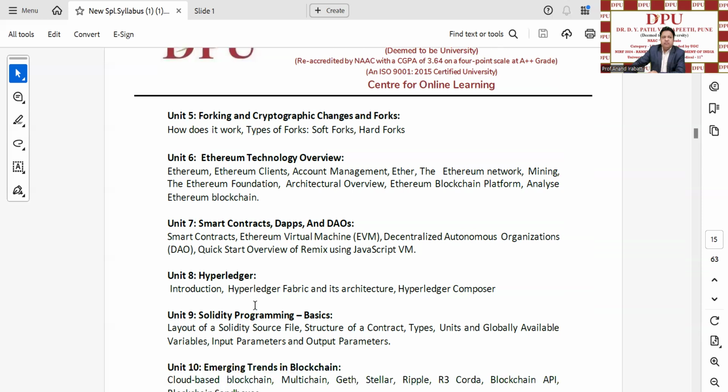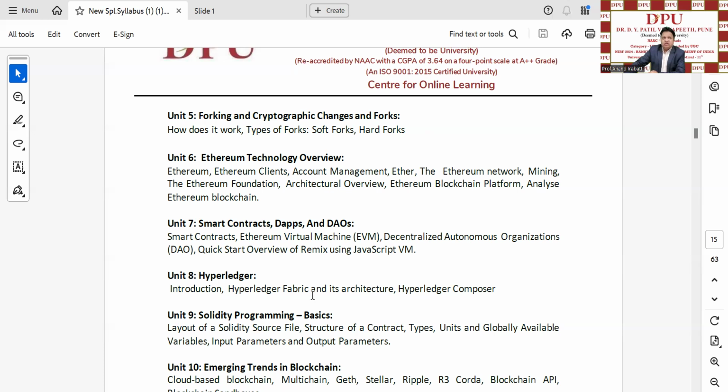Then we come to unit number 8, that is Hyperledger. In that, we are going to understand about Hyperledger. What is Hyperledger? Hyperledger is basically an umbrella of platforms, a platform of platforms, which provides multiple resources, multiple tools to develop various blockchain applications and various blockchain tools.